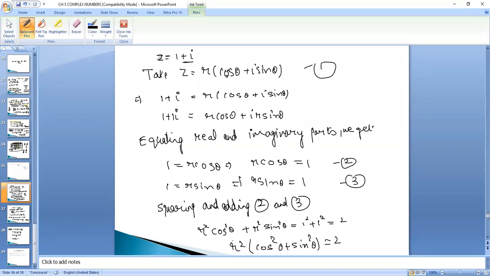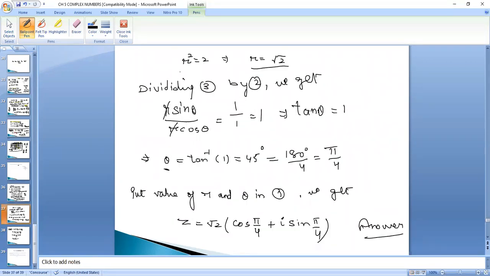R square common in the bracket, cos square theta plus sin square theta. This step will be the same in all questions, right? R square into cos square theta plus sin square theta is equal to 2. In every question we will be getting the value of R. Cos square theta plus sin square theta is 1, so R square will be 2, R will be root 2.